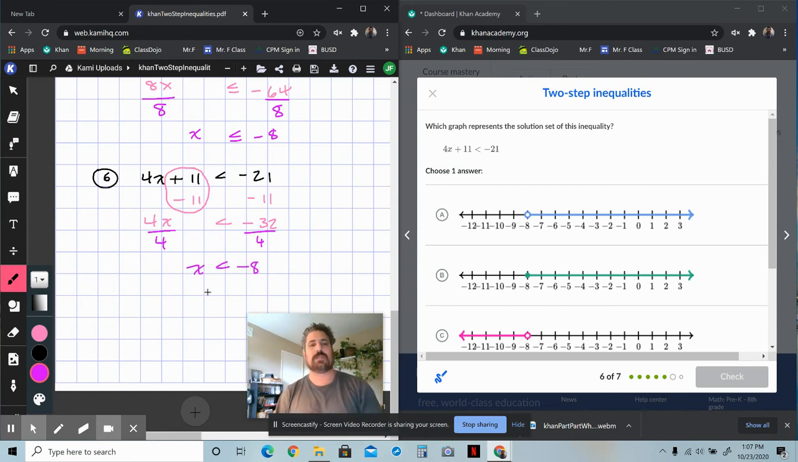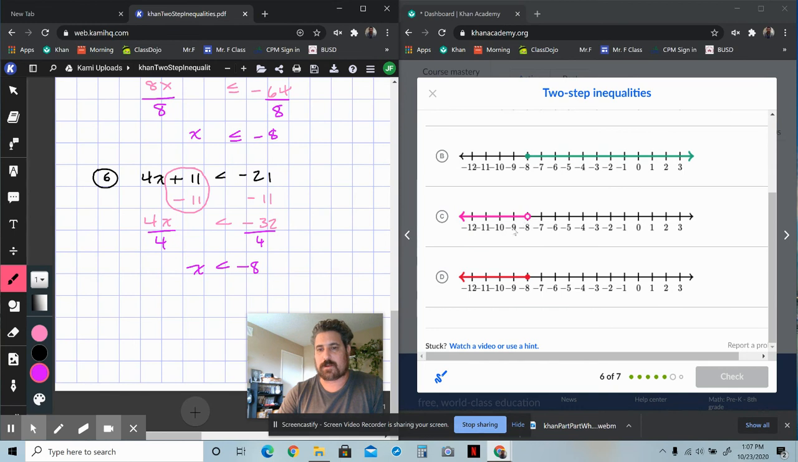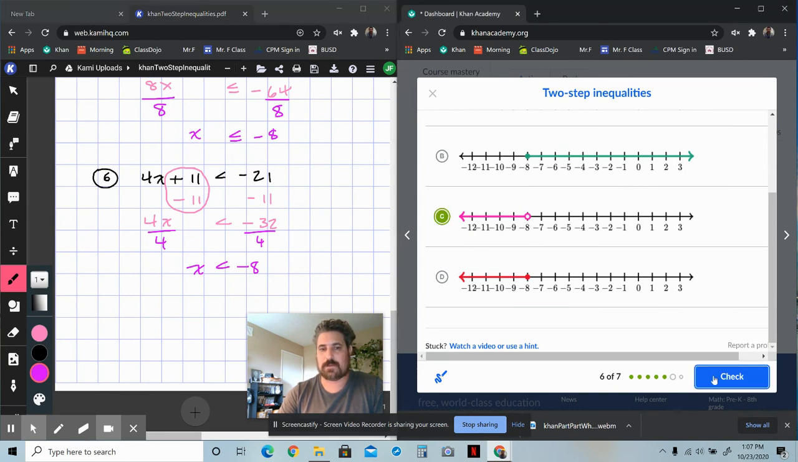So ultimately on this problem, the value of x is anything that's less than negative 8. Negative 8 does not work, but negative 9, negative 10, negative a million would work. So it's going to be an open circle at negative 8 going to the less than side, to the left. So when we look at which one of these is the right one, it's open at negative 8 going to the left. That's why this is correct.